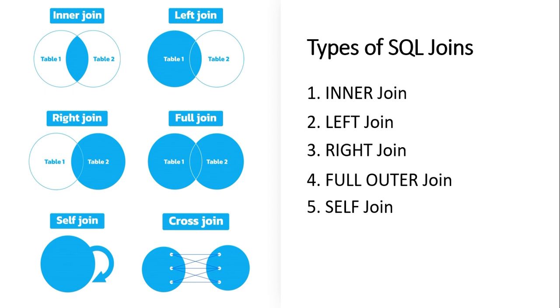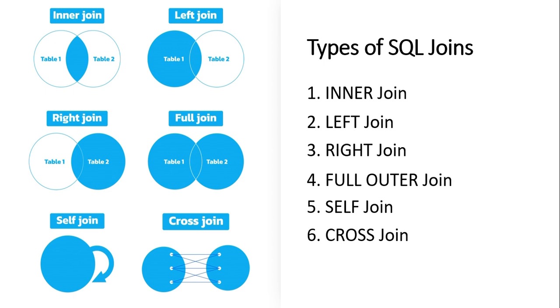The fifth type of join is the self join. In the case of a self join, the table is joined with the records of itself. That being said, the table is matched with the same table. The next type of join is the cross join. In the cross join, all the records from the left table are matched to each and every record of the right table.